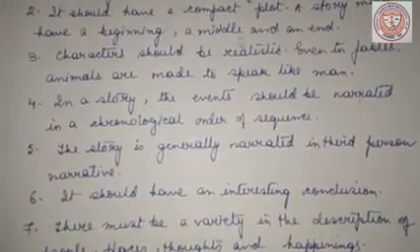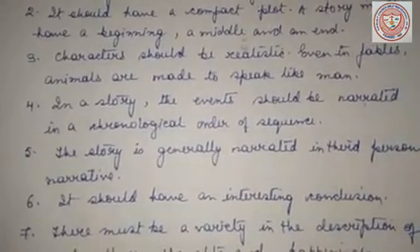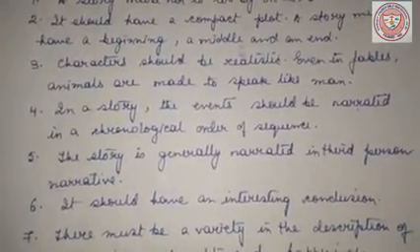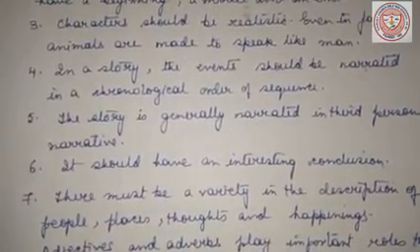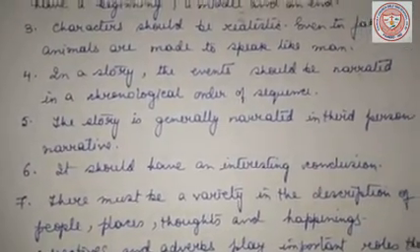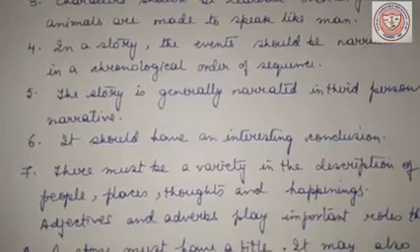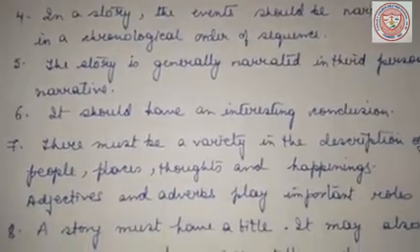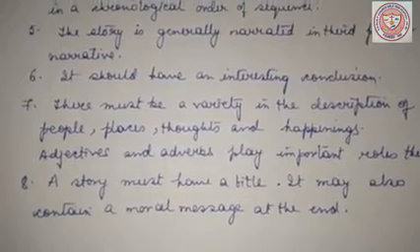Number three, characters should be realistic. Even in fables, animals are made to speak like man. And that we have seen also, right? In fables also, animals do have dialogues among themselves. So characters must seem to be very realistic. Number four, the events should be narrated in a chronological order of sequence. That means first event, then the second event, then the third event, likewise, in a sequence. Number five, the story is generally narrated in third person narrative. That we also know. Number six, it should have an interesting conclusion.